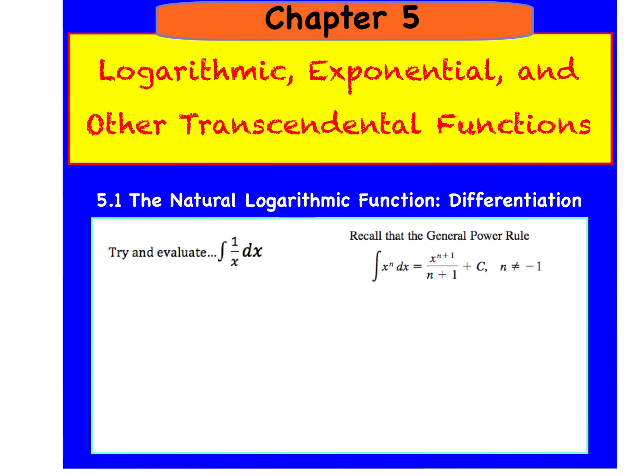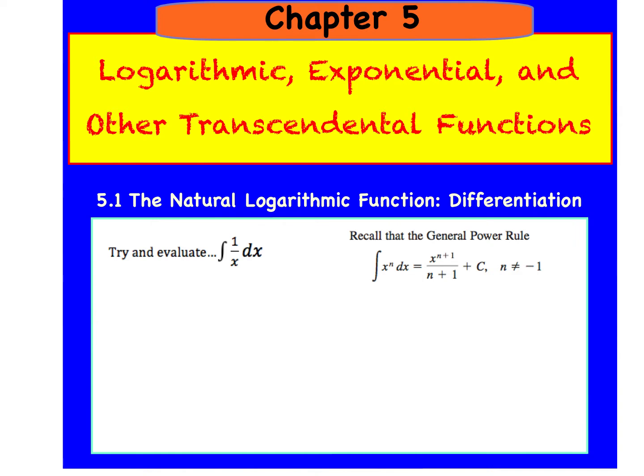Chapter 5. All right, Chapter 5. This has got a pretty sweet title for Chapter 5. Harshna, let's read it. Logarithmic, exponential, and other transcendental functions. Transcendental functions. All right, so that's what we're going to be talking about this chapter.